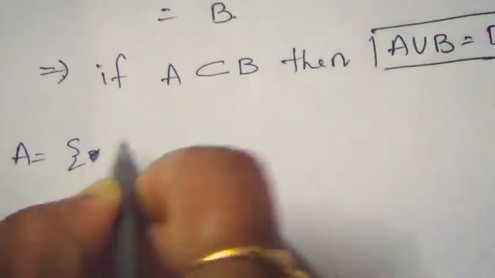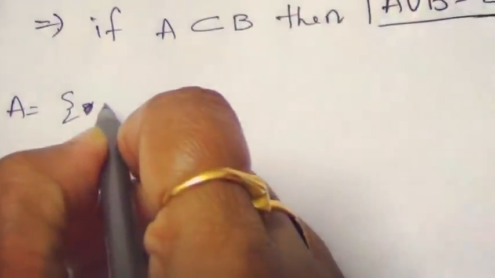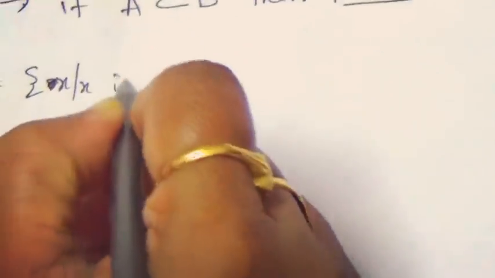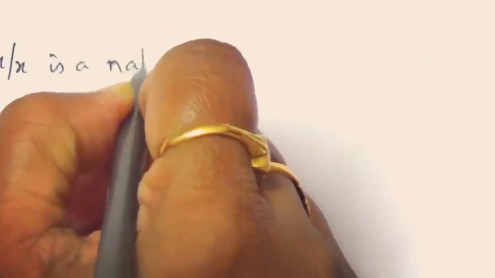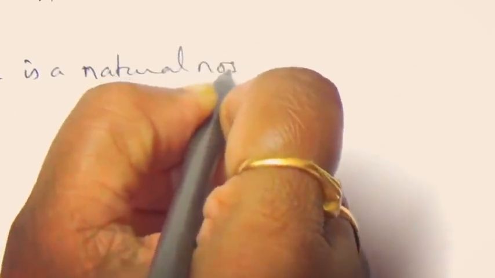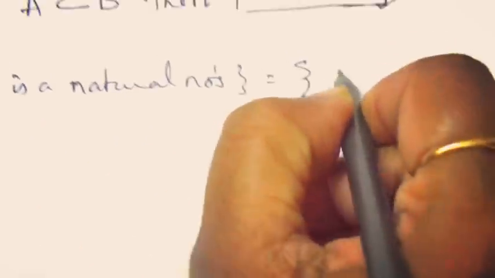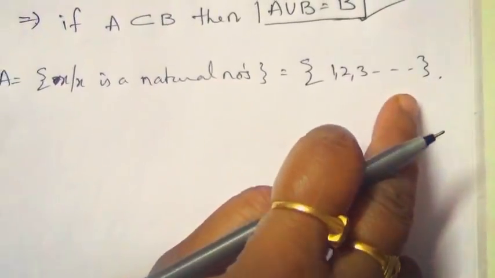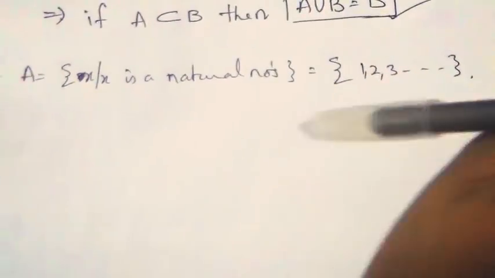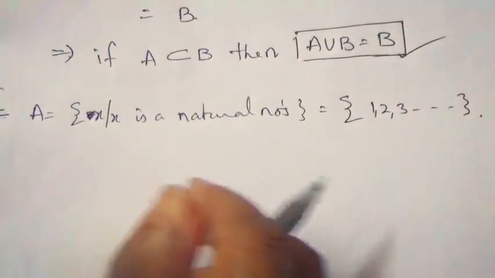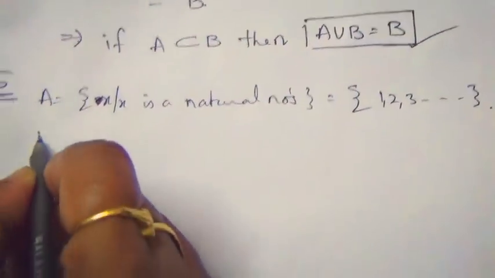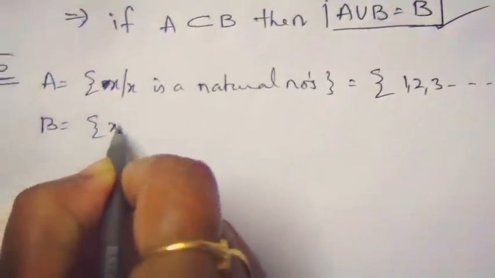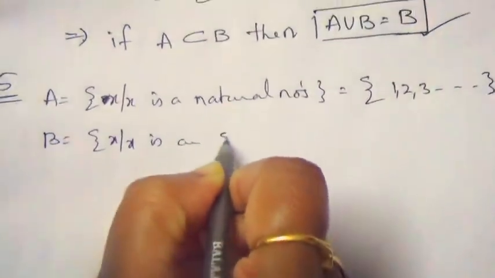So that is A is equal to natural numbers, x such that x is a natural number. Hence set A is 1, 2, 3 and so on. And so on also you have to write. Don't leave the end, the last element we didn't find. So that is infinite. So B is equal to x such that x is an even number.